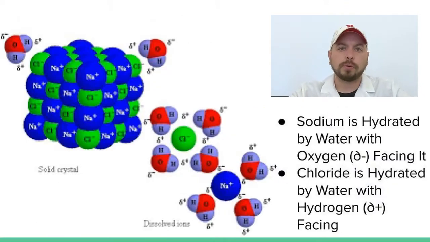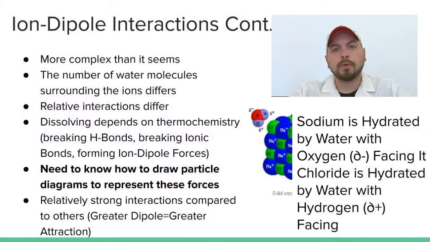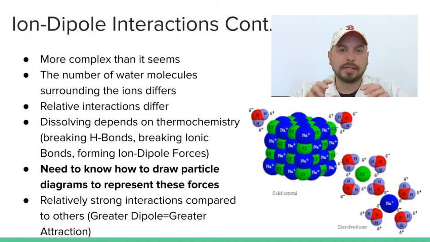So in sodium chloride, if we take a look at the particle representation of sodium chloride in solution, you'll see that the sodium ions are all surrounded or hydrated by the water with the oxygen atom facing the sodium ion. And the chloride ions are going to be hydrated or surrounded by the water, but where the hydrogen atom is facing the chloride ion. Now, it's really important that you realize that this interaction is more complicated than it looks.